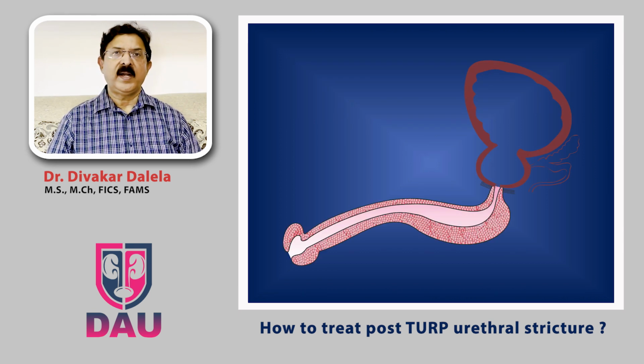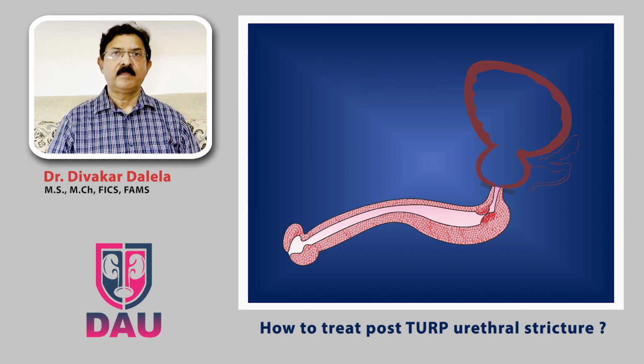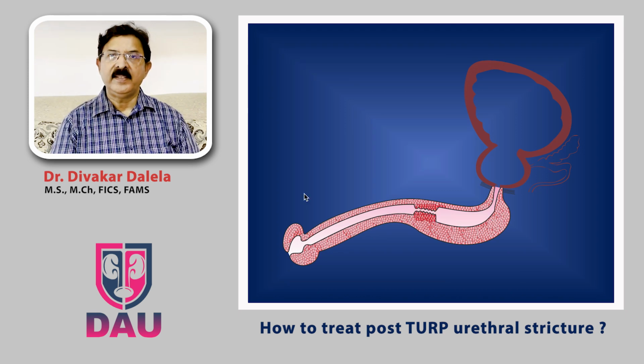Now I would like you to look at this urethra here. This is the normal urethral appearance. The stricture post TURP can develop in the distal bulb, and this is then called post TURP distal bulbar urethral stricture. But some patients can develop a proximal stricture, and this is called proximal bulbar urethral stricture. You should be able to define with the help of urethrograms whether it is a distal bulbar stricture or a proximal bulbar stricture. That differentiation is important.